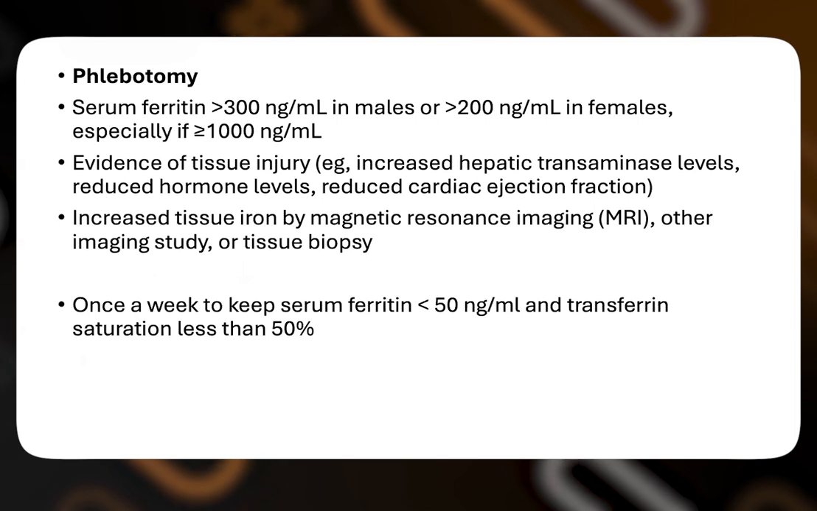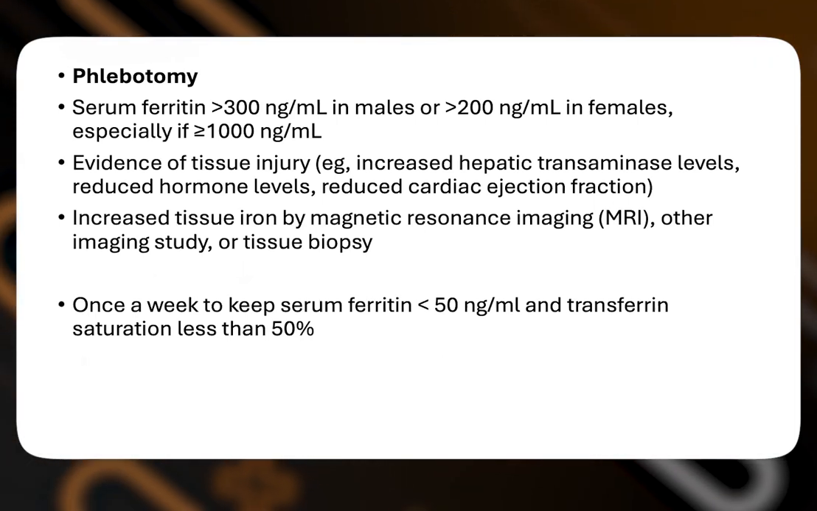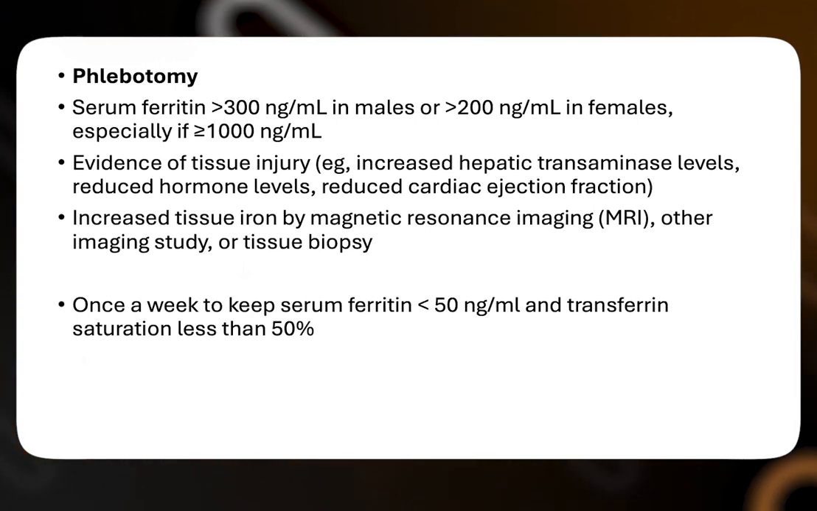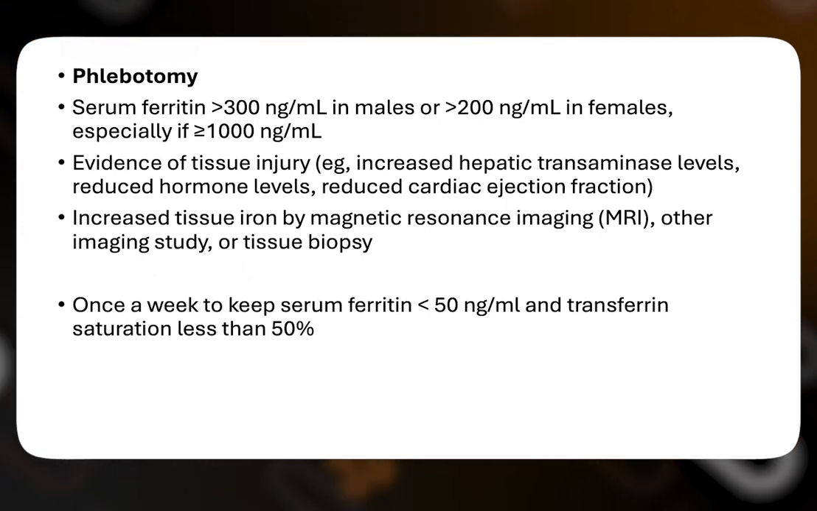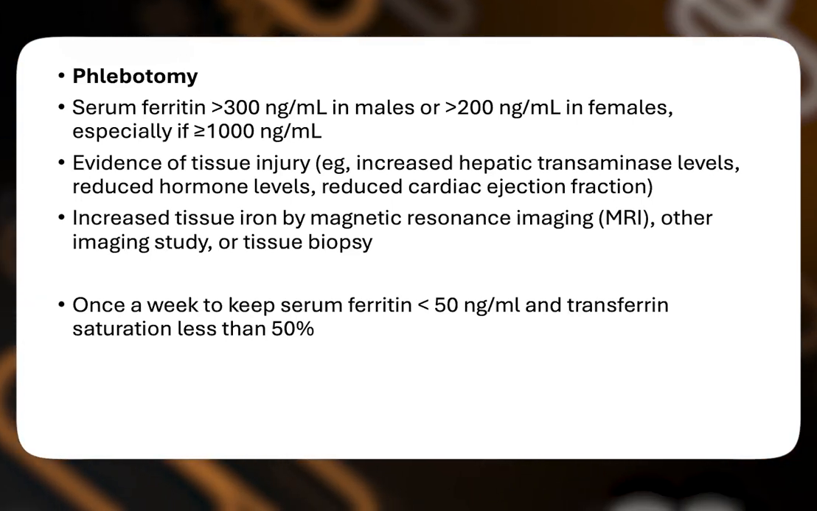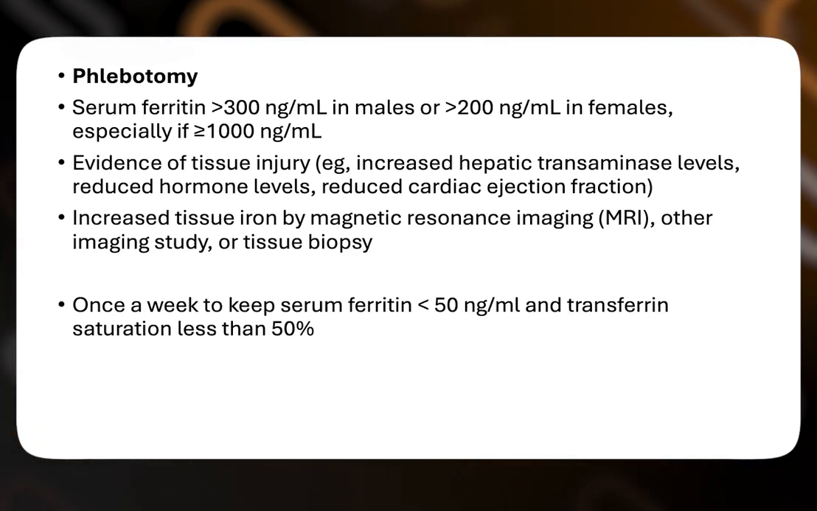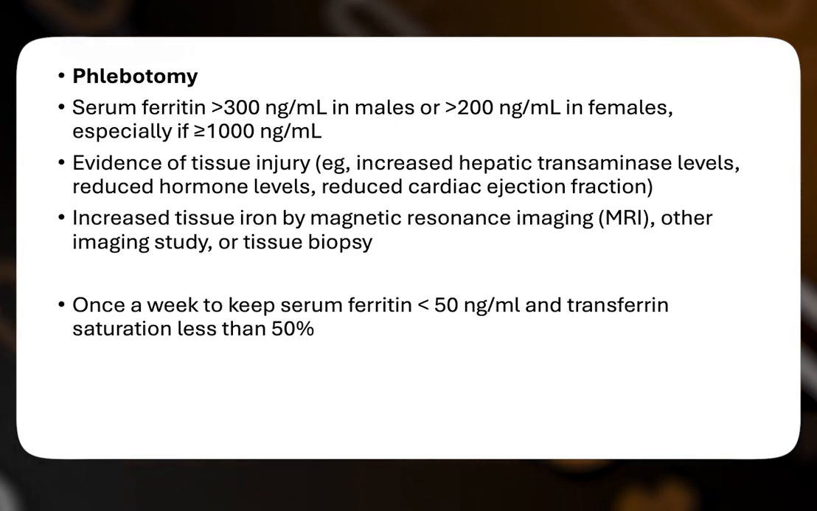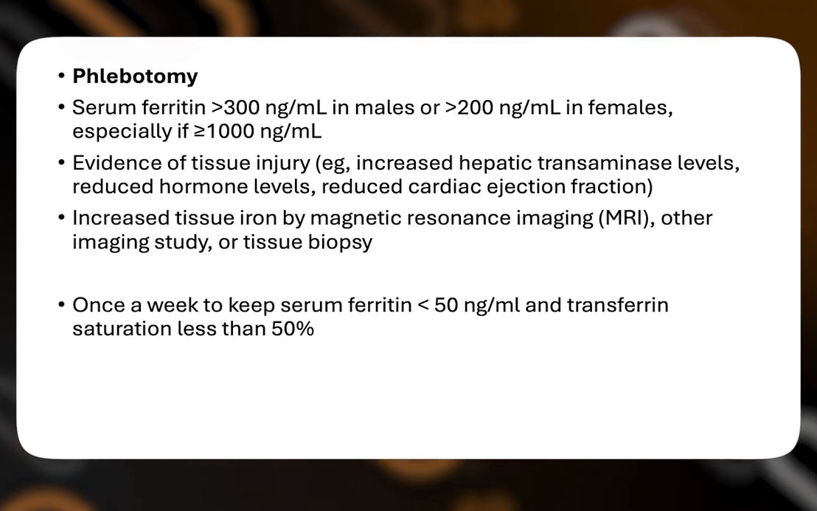You initiate phlebotomy when, if you diagnose the patient as symptomatic and no damage is there, the serum ferritin is more than 300 in males and 200 in females, and especially if more than 1000 nanogram, then you need aggressive treatment. Also when there is evidence of organ damage on MRI or clinical evaluation. Generally phlebotomy is done once or sometimes even twice a week when you need aggressive treatment. And the goal is always to keep the serum ferritin less than 50 nanogram per ml and transferrin saturation less than 50%.